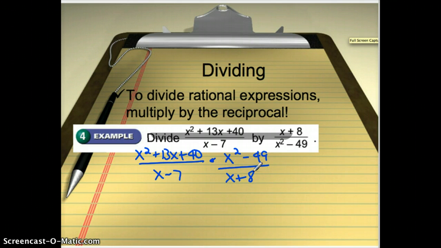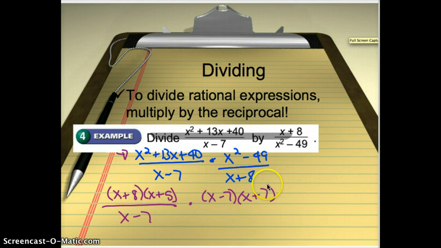Now usually I would probably do the factoring first before I even deal with that, but let's just do it now. So I'm going to factor the top. That looks like it will be x plus 8 times x plus 5 all over x minus 7. And then x squared minus 49, another lovely difference of squares, x minus 7 times x plus 7, all over x plus 8.